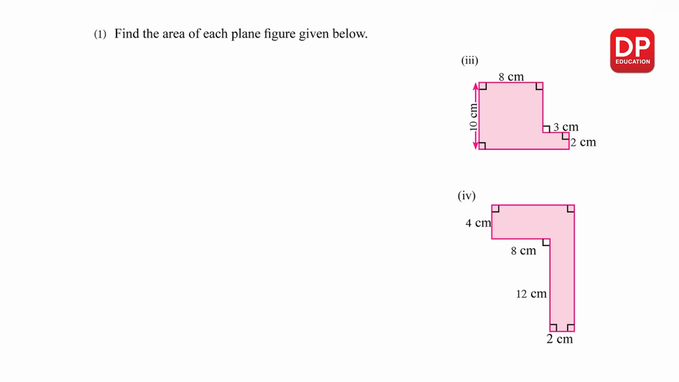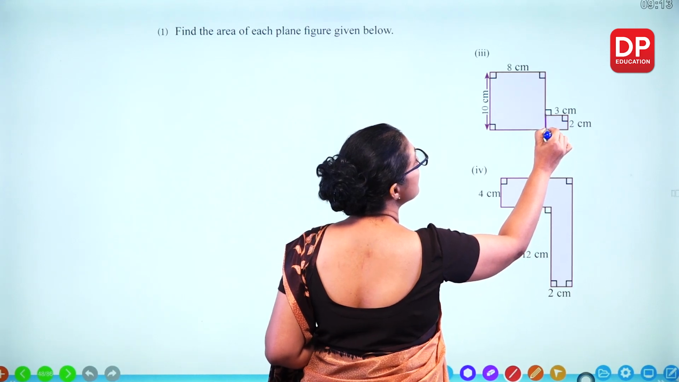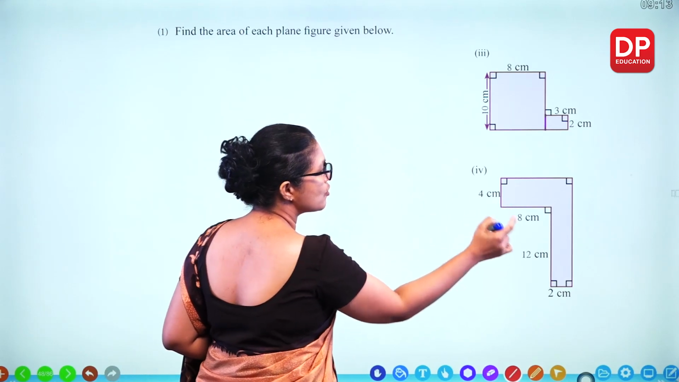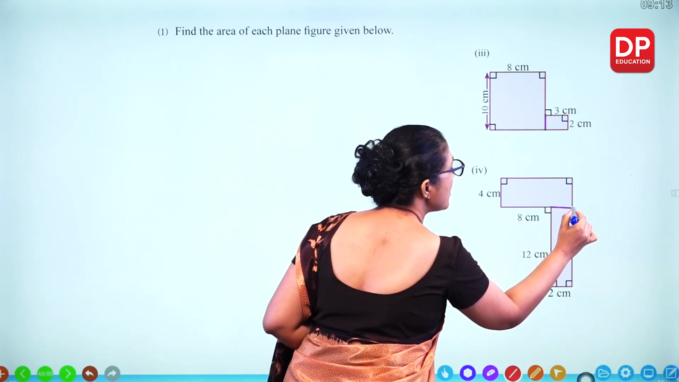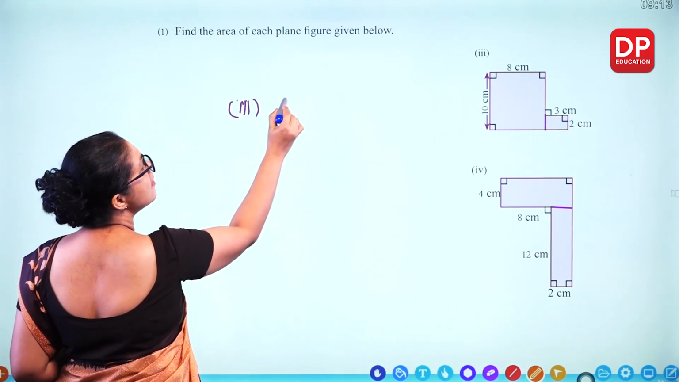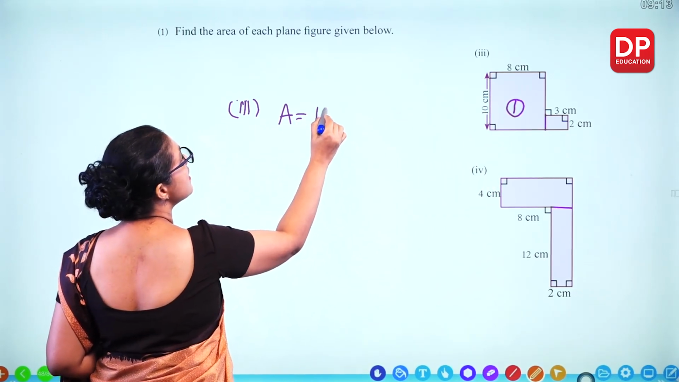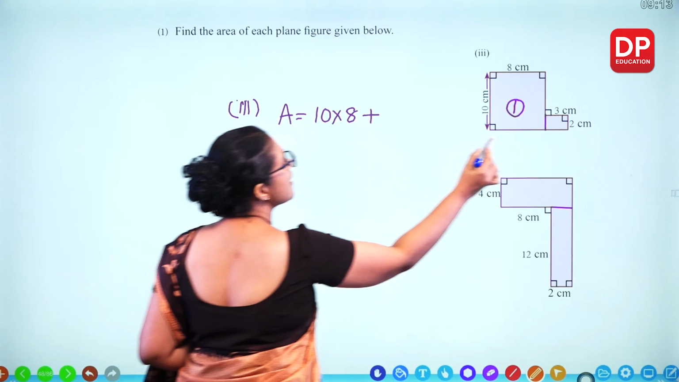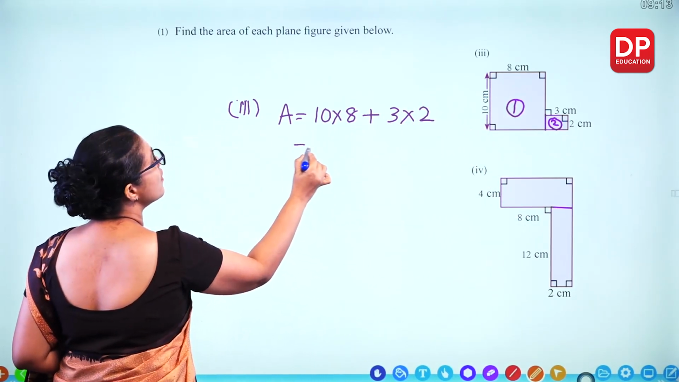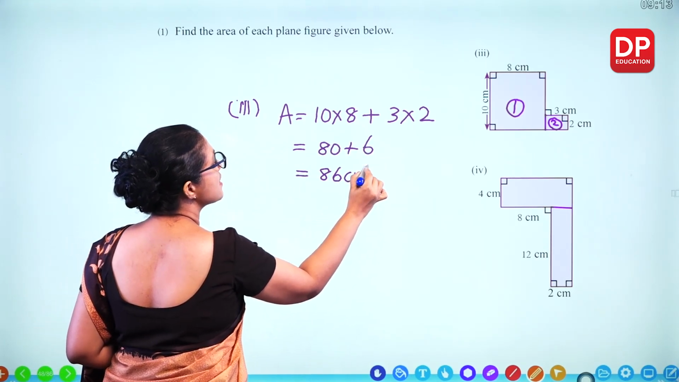Third part, find the area of this one. We can divide this into 2 parts. Here, this one. Find the area of this rectangle and add it. Here also you can divide this into 2 parts like this and find the area. So third one, what's the area? Area is, this is the first part, that's 10 times 8, length into breadth. And the second part is 3 times 2. So 80 plus 6, 86 square centimeters.